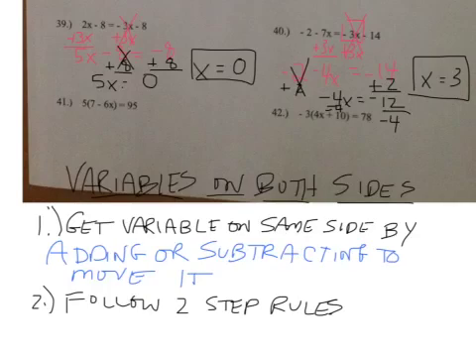All right, so that's how you do variables on both sides of the equation. You take it from the right by adding it or subtracting it and moving it to the left. The right sides cancel, and then you're left with a two-step equation. All right, so that's how variables on both sides is done.